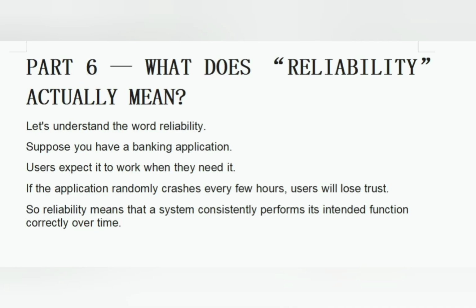Coming to part 6, what does reliability actually mean? Let's understand the word reliability. Suppose you have a banking application. Users expect it to work when they need it. If the application randomly crashes every few hours, users will lose trust. So, reliability means that a system consistently performs its intended function correctly over time.